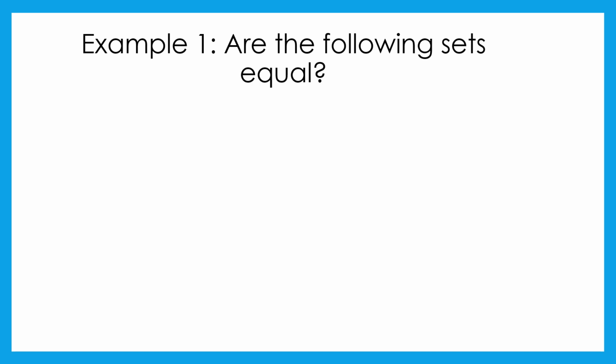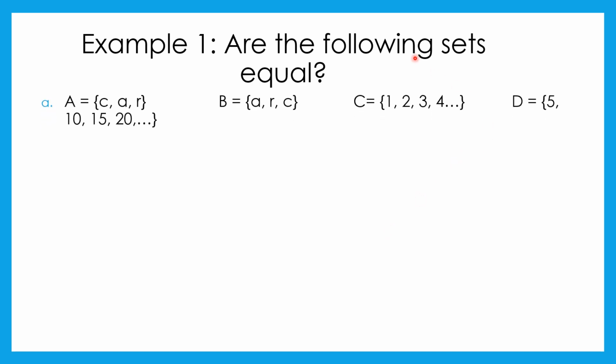Now, example: are the following sets equal? We have set A with elements C, A, R, set B with elements A, R, C, set C with elements 1, 2, 3, and so on, and set D with elements 5, 10, 15, 20, and so on infinitely. So what will be our solution?